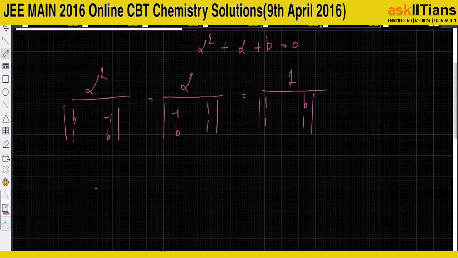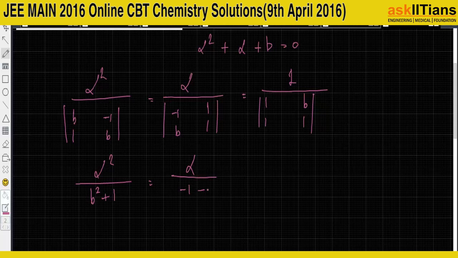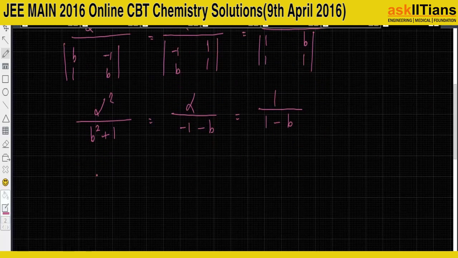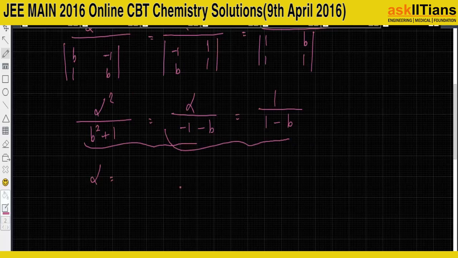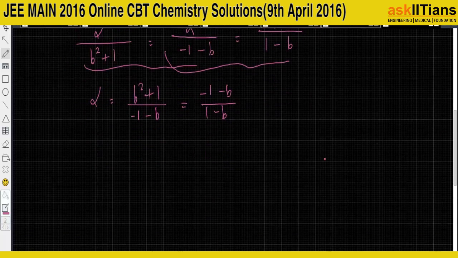Basically I'll get b alpha square. This will be b square plus 1. This will be alpha into minus 1 minus b, and 1 divided by 1 minus b. Okay, now from here what will be alpha? First I can equate these two and then I can equate the other two. So alpha from here will be b square plus 1 divided by minus 1 minus b, and alpha from here will be minus 1 minus b divided by 1 minus b. So these two are equal basically, right? So I can cross multiply them.